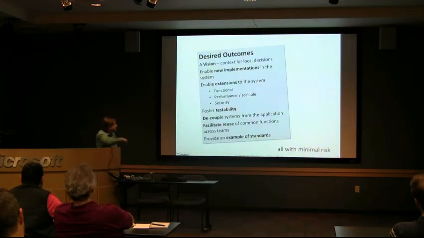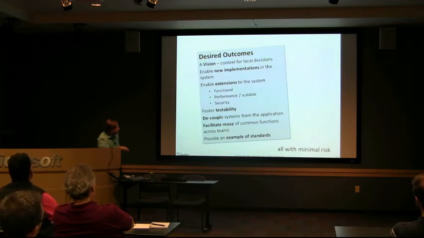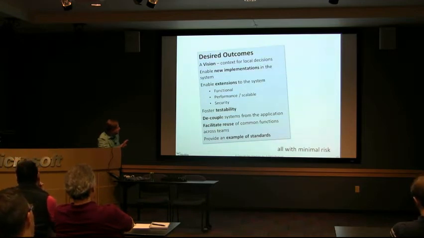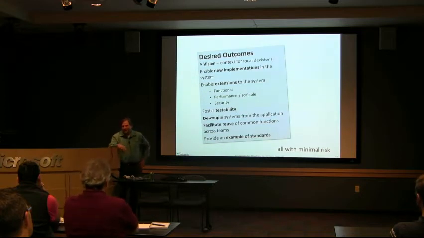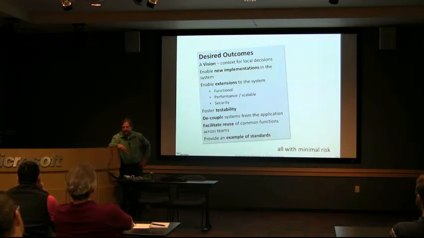So these are some of the things I talked about, what architecture is: vision, new ways of doing implementation, extension, testability. Now what all of these kind of have, I would suggest, is that when something happens that we hadn't anticipated, something changed on us, something we didn't know. So in some sense, you could say architecture is really about mitigating risk.